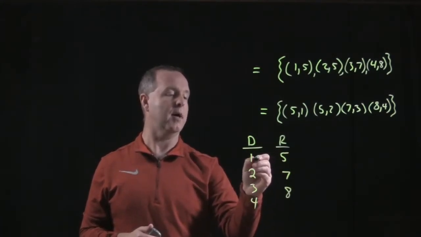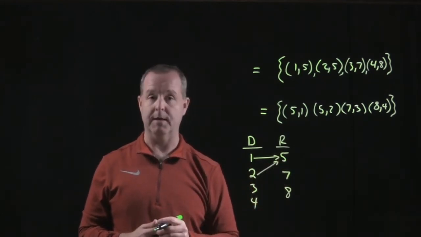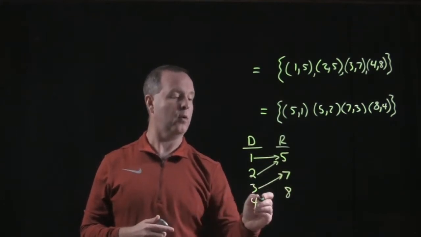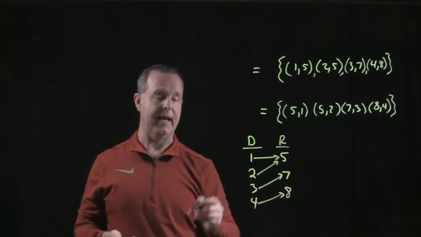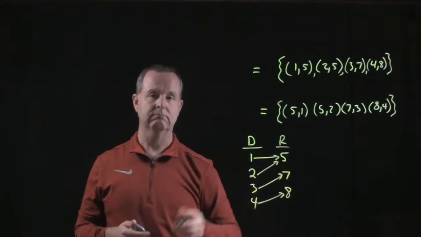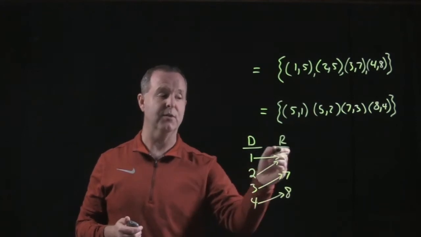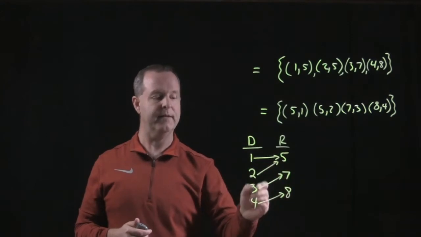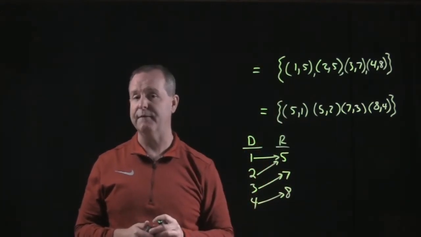So 1 corresponds to a 5. Every time I have a 2, it corresponds to a 5. A 3 corresponds to a 7, and a 4 corresponds to an 8. That is a function, because every time I start with a 1, I get a 5. Every time I start with a 2, I get a 5. I just want to make sure every time I start with a 2, I always get to the same ending. Every time I start with a 3, I get a 7. Every time I start with a 4, I get an 8. So this first set is indeed a function.